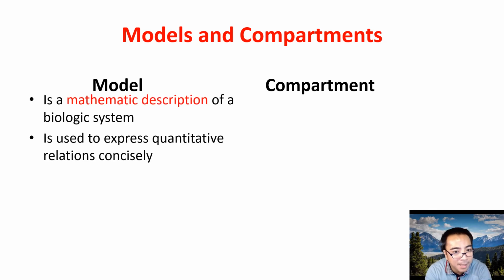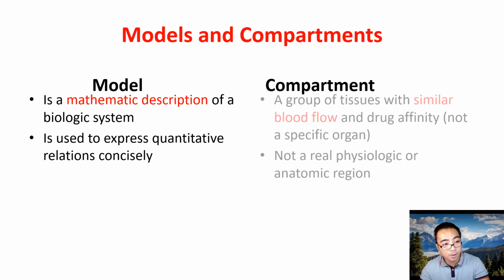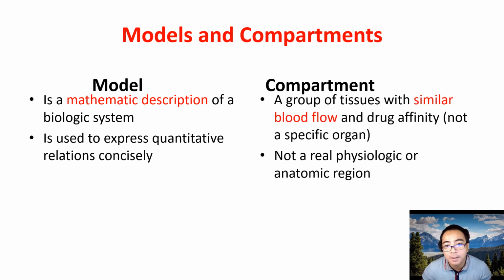Model, class, is a mathematical description of a biologic system. Okay, so it is used to express quantitative relationships concisely. While on the other hand, compartments are defined as a group of tissues with similar blood flow and drug affinity. So it's not a specific organ or not a specific area inside the body.